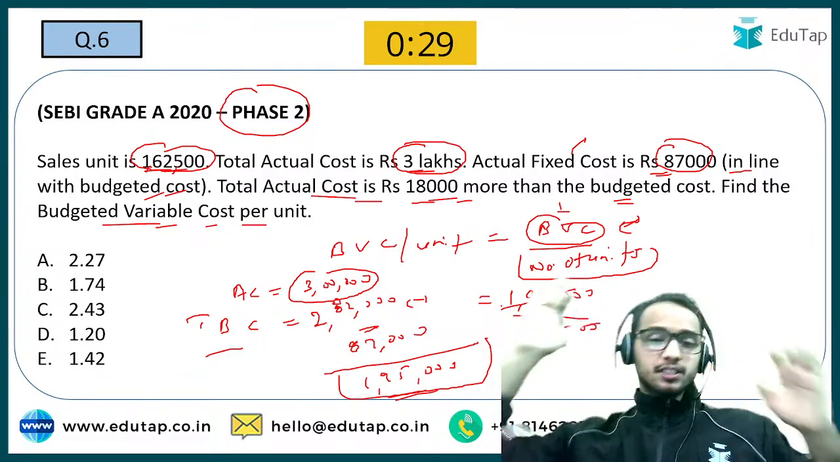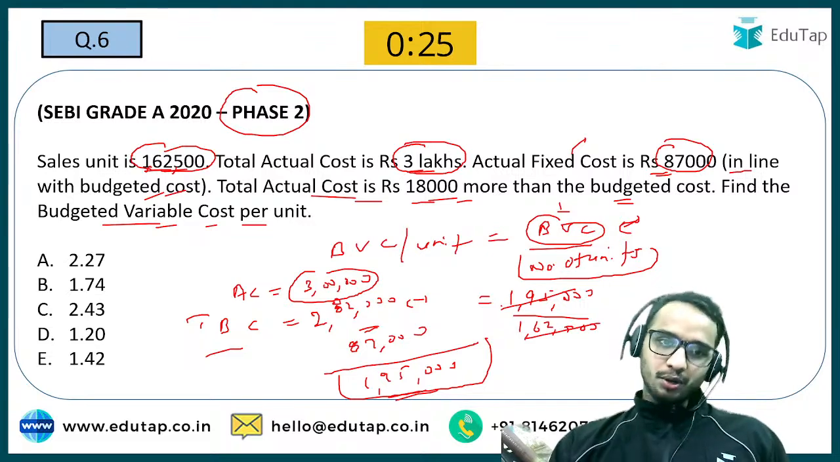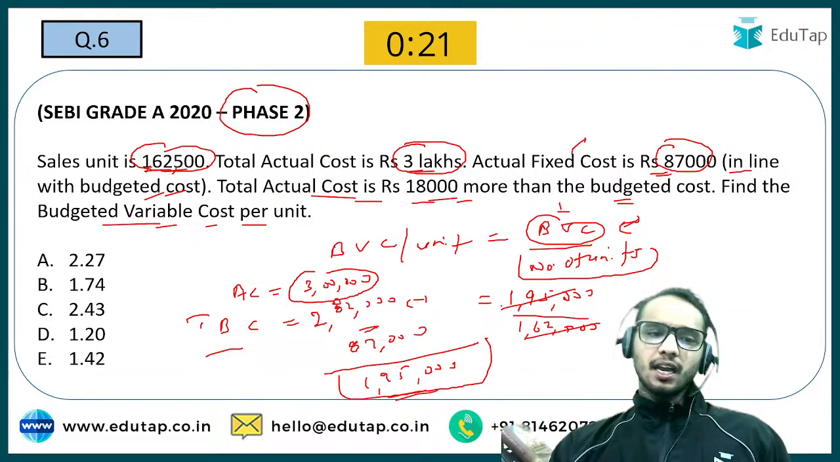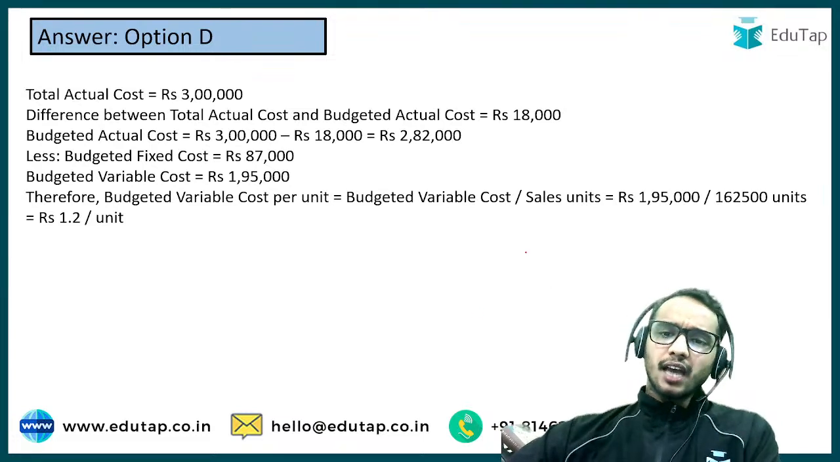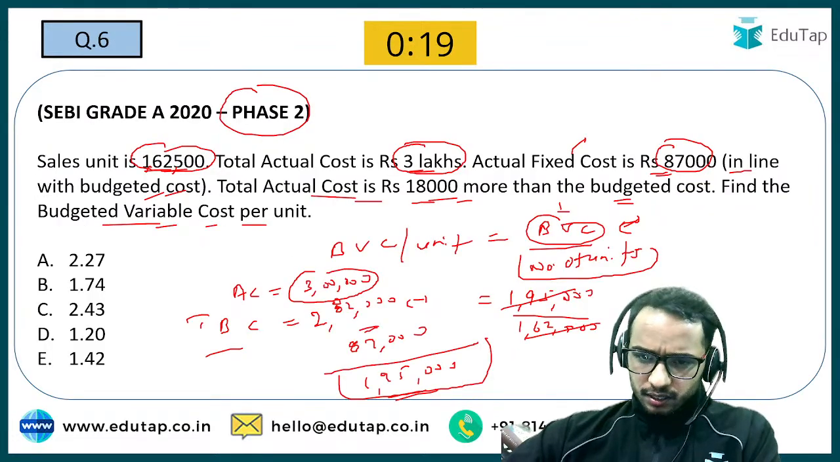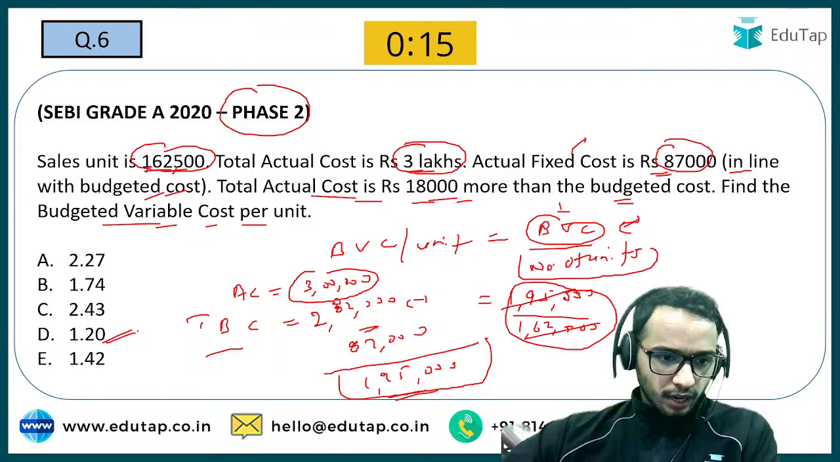Okay, let me check the chat section. I have got the answers from Shruti, Bharat. So the answer is the calculation. When you do this calculation, 1,95,000 divided by 1,62,500. So see, this is our answer. That will be 1.20. That is option number D.